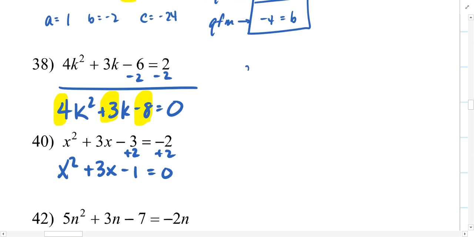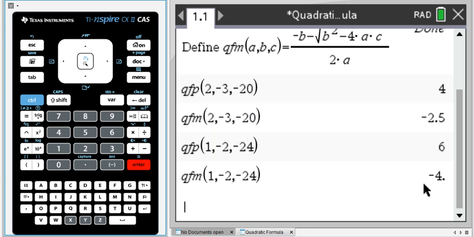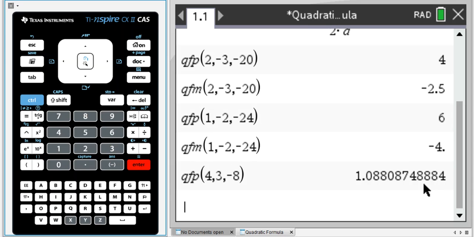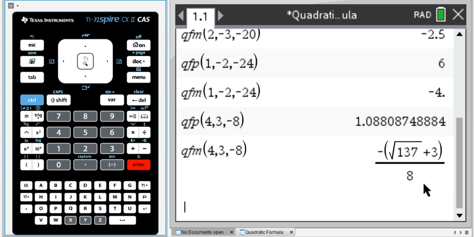For number 38, I'm going to say that A is equal to 4, B is equal to 3, and C is equal to negative 8. So when I run the quadratic formula with a plus sign, I need to execute it with the number 4, comma, negative 3. Oops, sorry, I think that's a positive 3. And negative 8. And then we'll execute this again using the minus sign instead of the plus sign. So we'll change P to M, and we get this result.